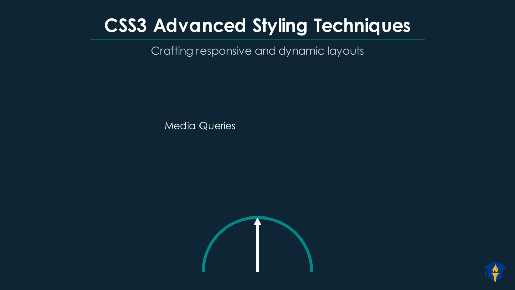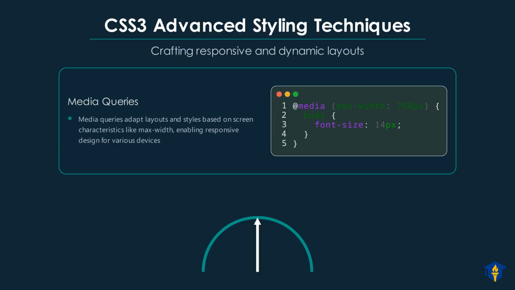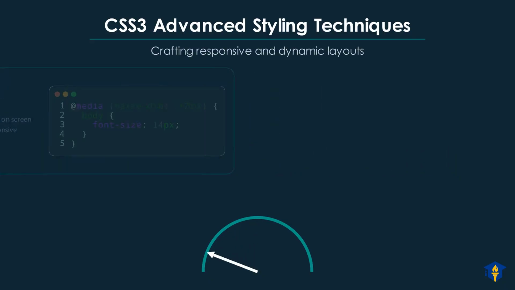A powerful CSS3 feature is the use of media queries for responsive design. Media queries adjust layouts based on screen characteristics like max width, enabling responsive design across devices. This code demonstrates a media query that changes the body font size for screens narrower than 768 pixels.